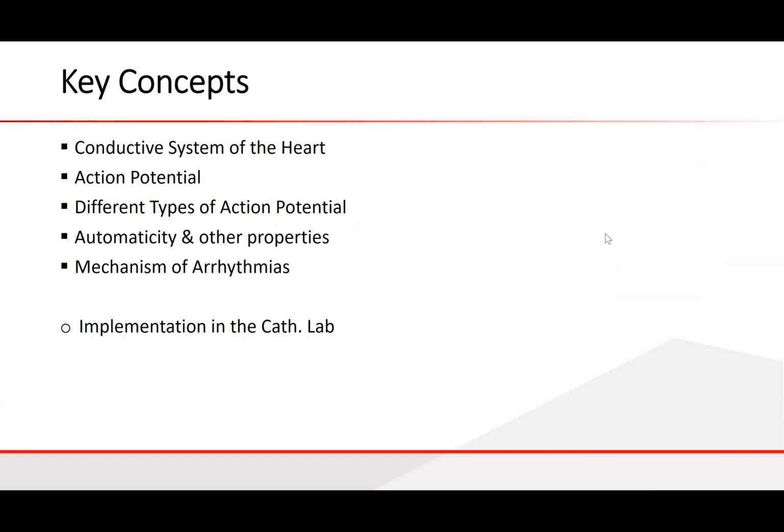With your understanding of the basic and key concepts of physiology, you will be able to understand the arrhythmia and understand the mechanisms of the diagnosis, either on the ECG, non-invasively, or in the invasive EP studies. So the key concepts will be the conductive system of the heart, the action potential and its different types in the cardiomyocytes, the automaticity and other properties of the cardiac cells, and how they contribute in the different mechanisms of arrhythmia.